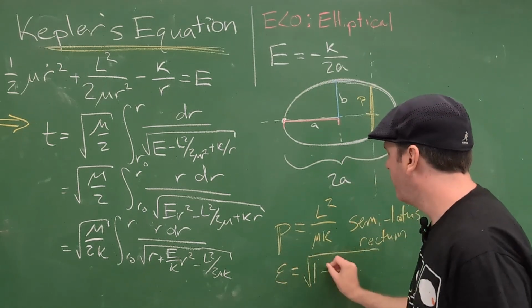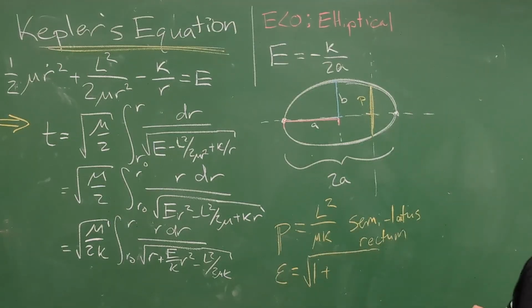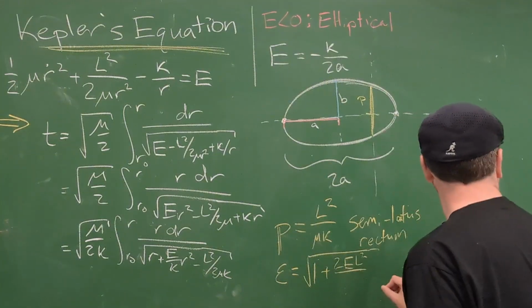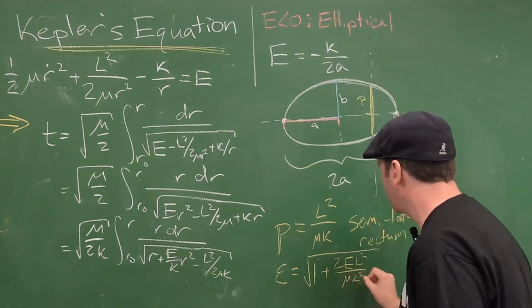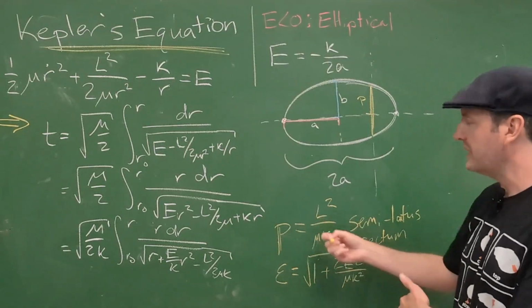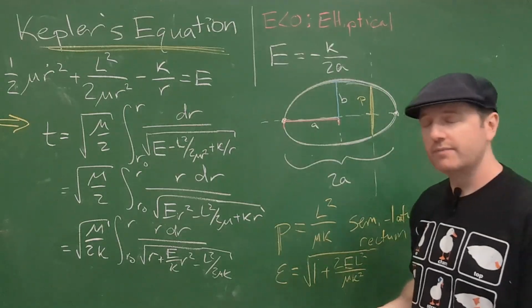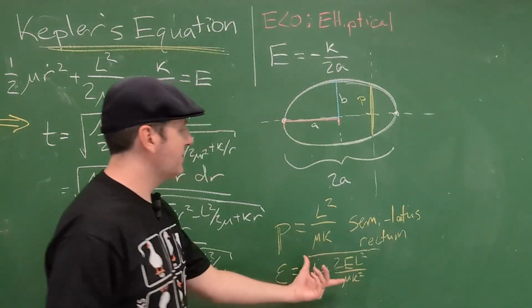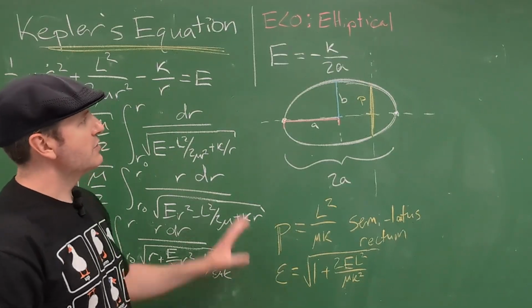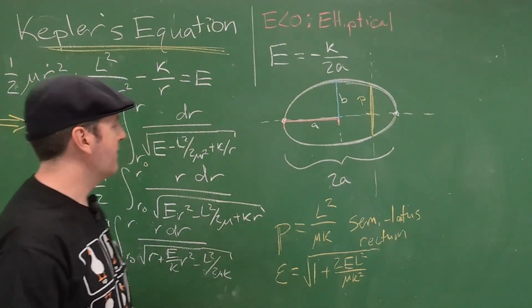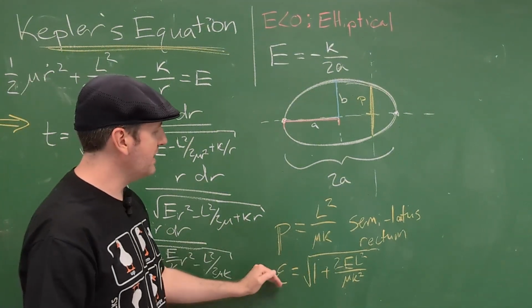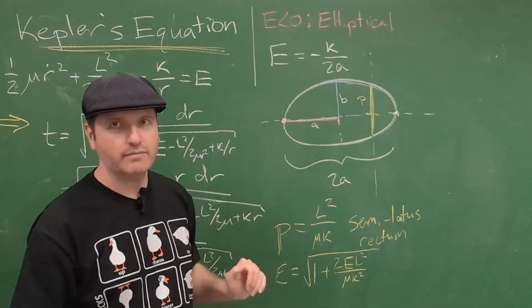that's actually going to be the square root of 1 plus twice the energy times L squared over mu kappa squared. We could go rewrite this, for example, in terms of P and A if we want. The point is, this combo is going to be pretty useful for us when we're writing everything down. So let's clear this up a little bit. I'm going to rewrite my expression for this T in terms of these new parameters like P, epsilon, and A.